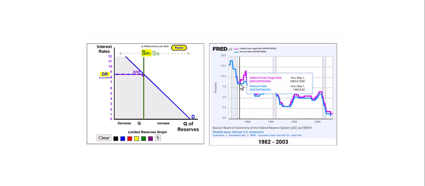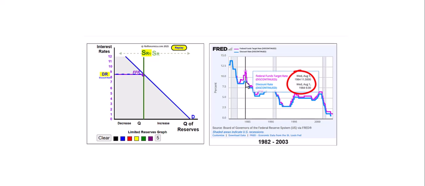Notice here, as the federal funds target rate starts to climb, the discount rate remains the same. As it gets up to too large of a spread right here, this is a 137 basis point spread between the discount rate and the federal funds target rate. The FOMC then decides to raise the discount rate as the federal funds rate is going up.